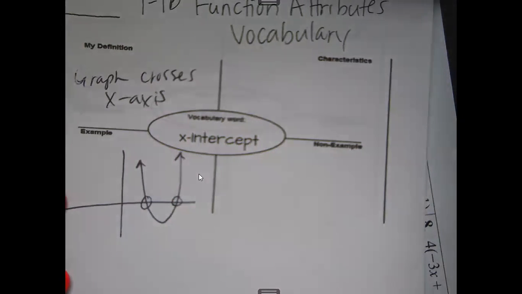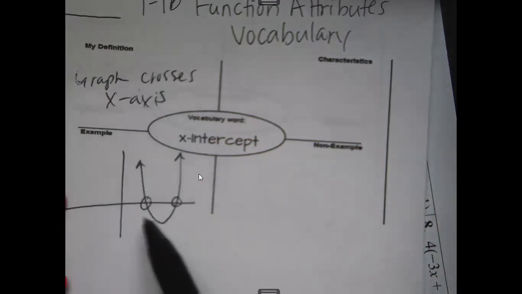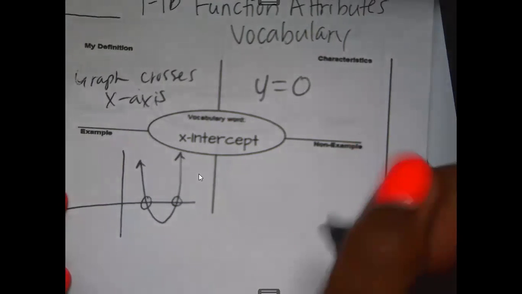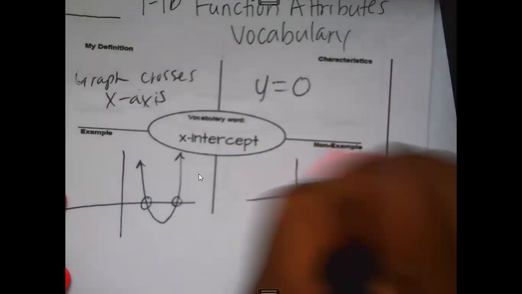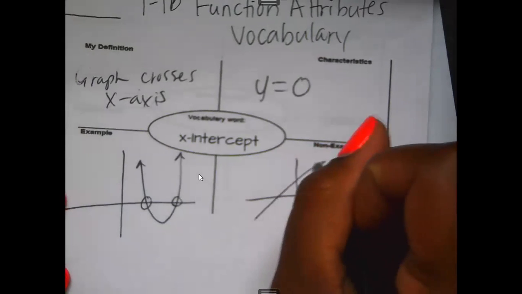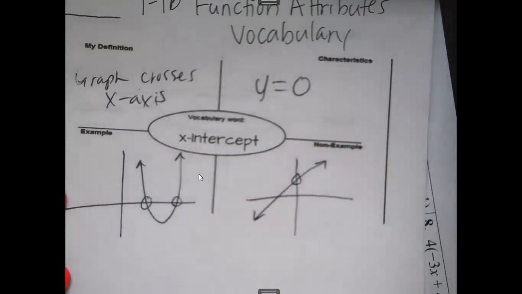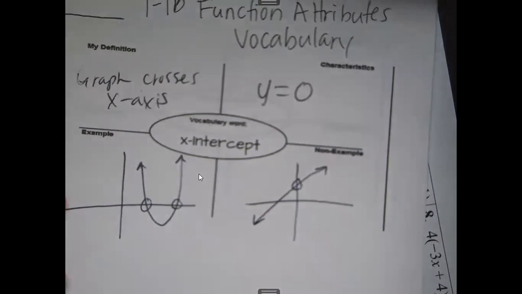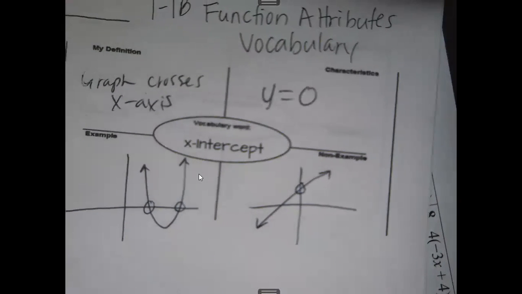Now, when it says characteristics, what are you asking for your characteristics? So based on the definition and what you're looking at, what are characteristics? Well, I can see that y equals 0, right? That's a characteristic of the x-intercept. Is that y equals 0? And my non-example, so a non-example of an x-intercept would be, if I have this graph, this right here would be a non-example, because that's not an x-intercept, is it? Okay, so that's how your Frayer model works. If you didn't already have x-intercept, now you do.